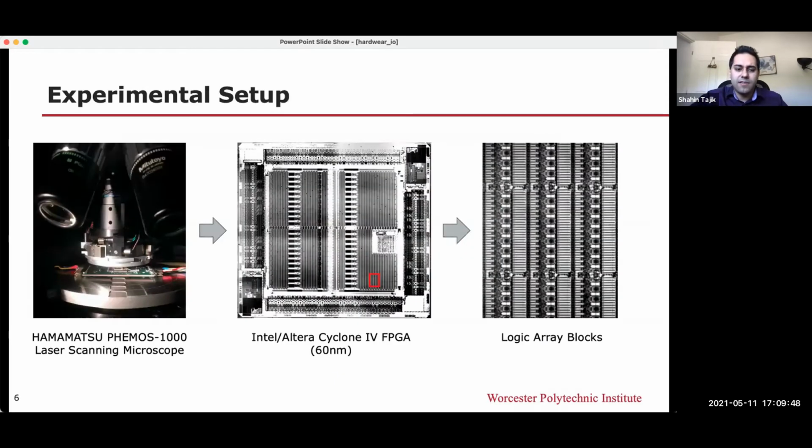Usually the setup looks like this: you have a microscope, which is usually part of a failure analysis equipment setup. Then in the near infrared spectrum, you can take an image of the chip backside, zoom in, and localize your point of interest. This is an example of an Intel, formerly Altera, Cyclone 4 FPGA manufactured with 16 nanometer. You see a lot of regular structures everywhere, which are related to the logic elements or the resources that can be programmed by the user.